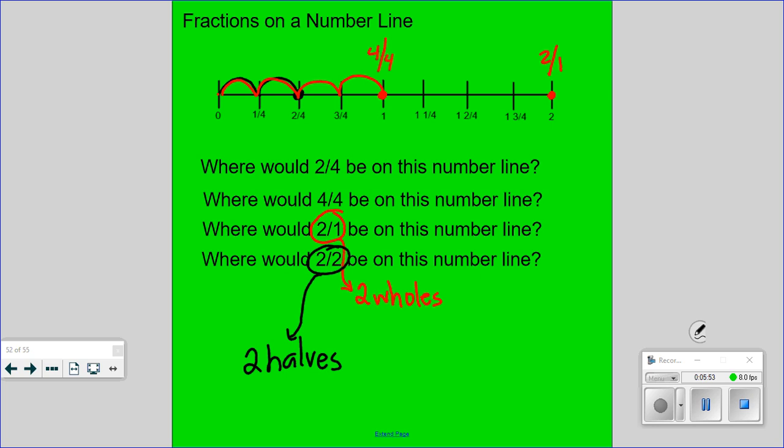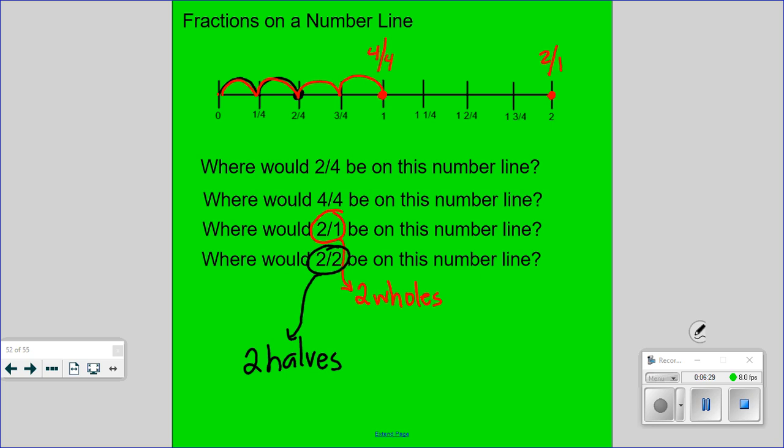Where would 2 halves go on this number line? That's a little tricky because this number line is not split in halves. I'm not counting halves on this number line, Mason. What am I counting on this number line? Am I counting by halves? What am I counting by? I'm counting by quarters or by fourths. So how am I going to know where 2 halves go? Where is 2 halves going to go?